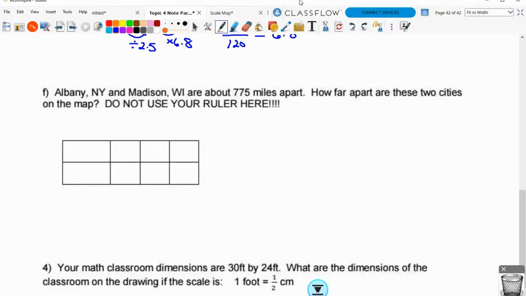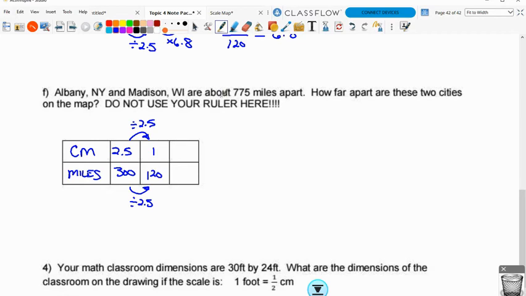In example F, Albany, New York and Madison, Wisconsin are about 775 miles apart. How far apart are these cities on the map? So the same process that we just did with our previous two cities, we have centimeters and miles in our scale ratio. And they tell us again that 2.5 centimeters corresponds to 300 miles. We scaled back to 1 centimeter by dividing by 2.5. 300 divided by 2.5 gave us 120 miles. So 1 centimeter corresponds to 120 miles.